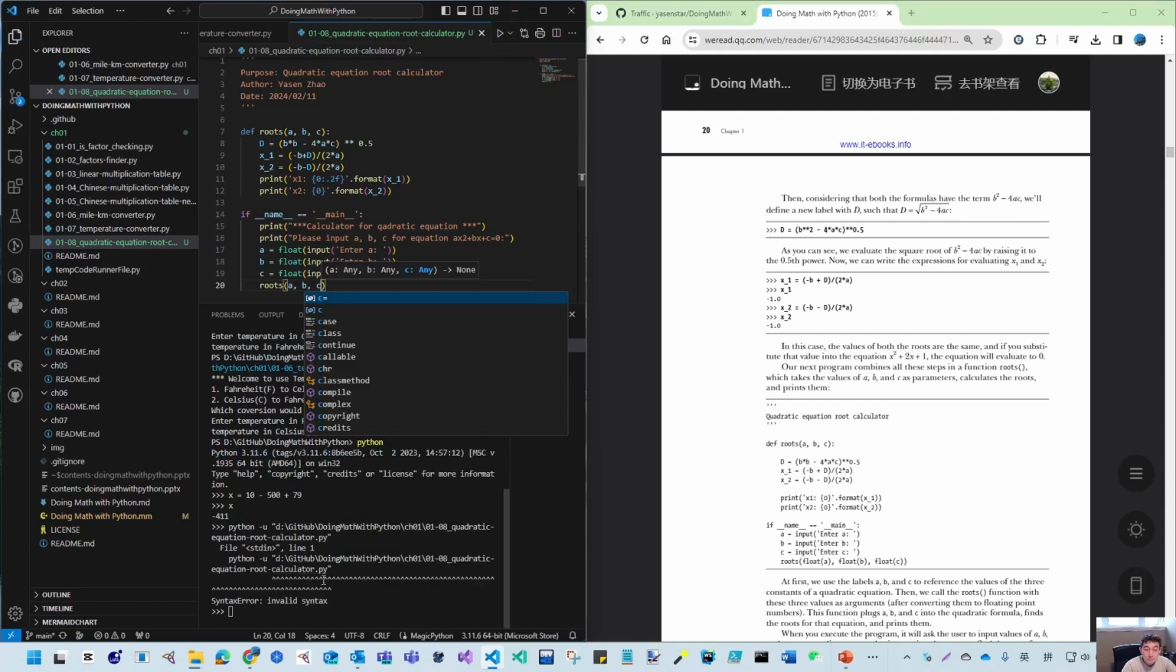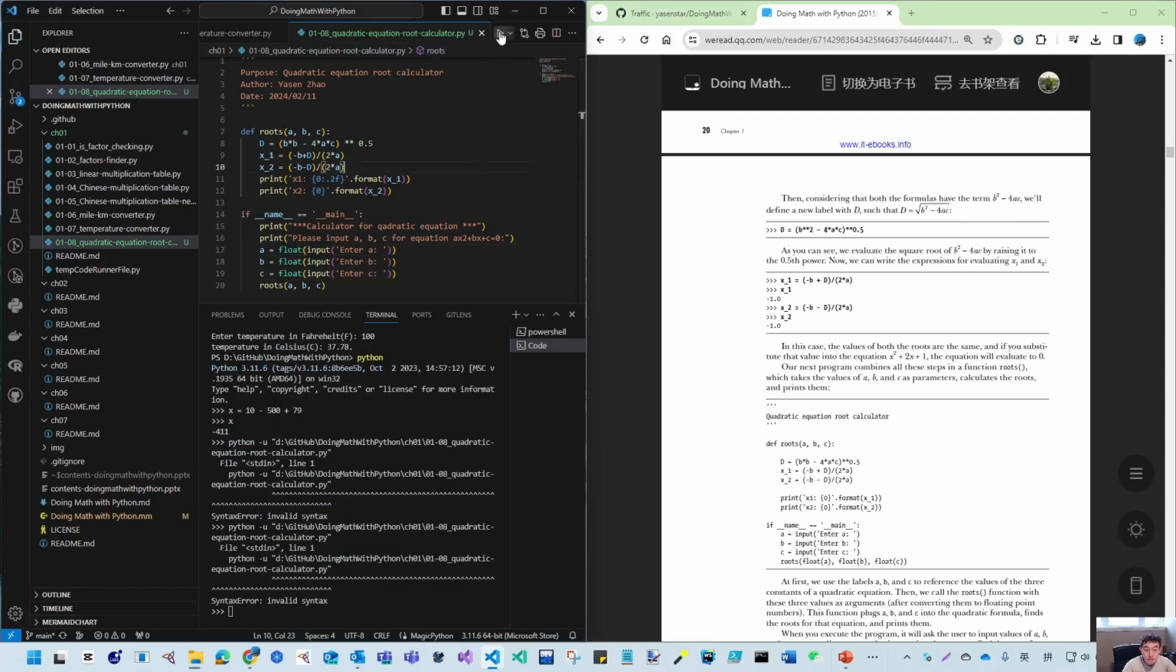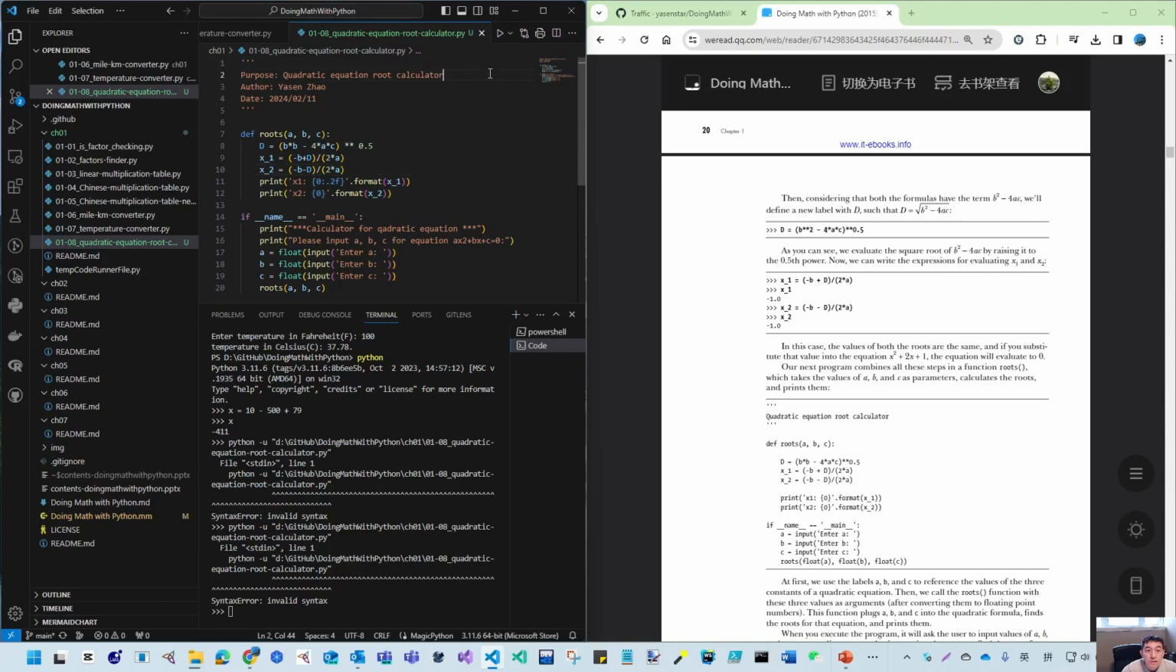So let's see here. Oh, let me save. And oh, we got this calculator.py. Invalid syntax. So which line? I see Python line 1. Equation calculator py. Oh, line 1. Why has the issue? Let me run this again. Oh, so I should quit from the Python.